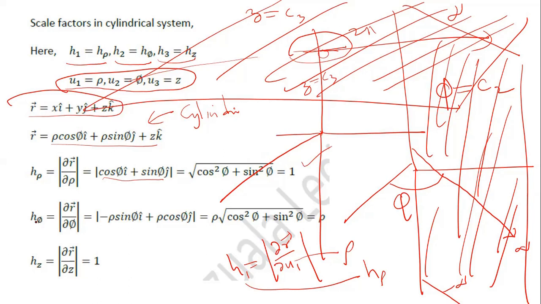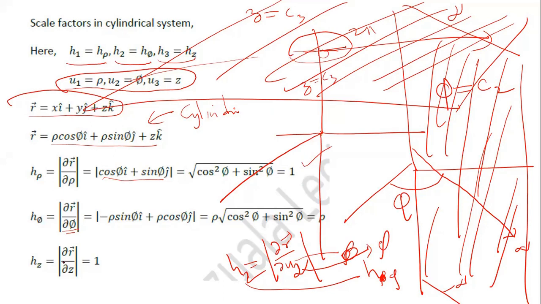The scale factor corresponding to phi coordinate line you can similarly obtain by differentiating your position vector with respect to phi. Instead of differentiating for obtaining h2, you usually use del r upon del u2. But in place of u2, you now have your phi. In place of h2, you now have your h phi. Okay, simple as that. So differentiate cos phi, you will get minus of sin phi. Differentiate sin phi, you will get plus of cos phi. Then if you take the magnitude of that, this will be rho square root of cos square plus sin square. That will be rho. Okay, sin square plus cos square is 1.